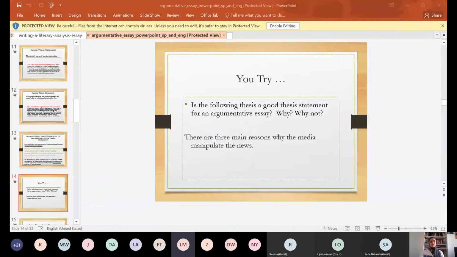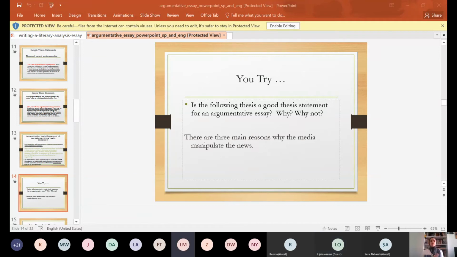Here, is this a good argumentative thesis statement or not? There are three main reasons why the media manipulate the news. Because here, you're listing. We're going to state the reasons only, not debate. So this is expository.